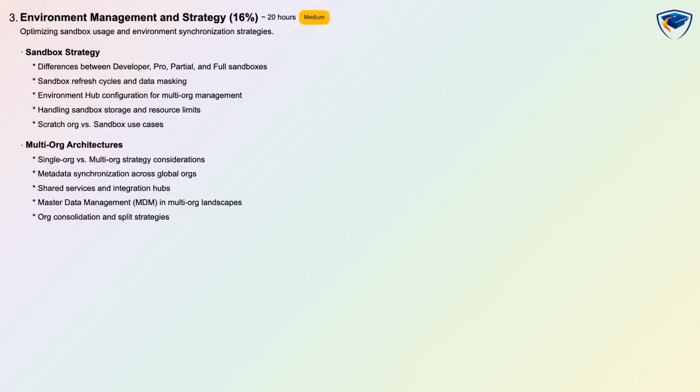Environment management and strategy is 16%, medium difficulty, estimated at 20 hours and scenario-based. You will learn sandbox strategy and optimization, including differences between developer, pro, partial, and full sandboxes, refresh cycles, data masking, environment hub configuration, storage limits, and when to use scratch orgs versus sandboxes. The domain also covers multi-org architectures, with guidance on single versus multi-org choices, metadata synchronization across global orgs, shared services and integration hubs, master data management, and strategies for org consolidation or splits.